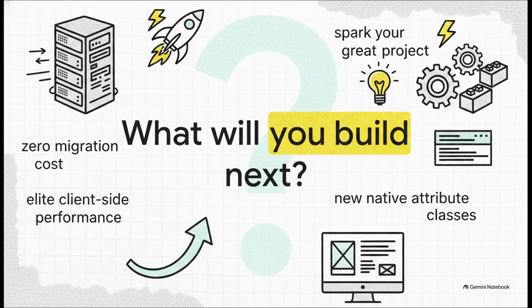So I really want to leave you with this question to chew on. With zero migration cost, elite client-side performance, and an entire suite of new native attribute classes right at your fingertips, what are you going to build next? Go grab the release, update those dependencies, and let that newfound development freedom spark your next great project.